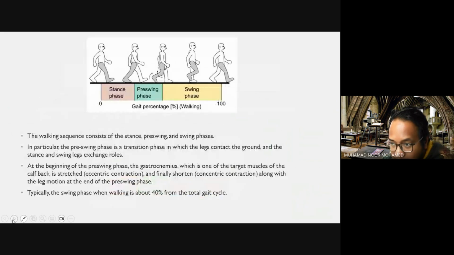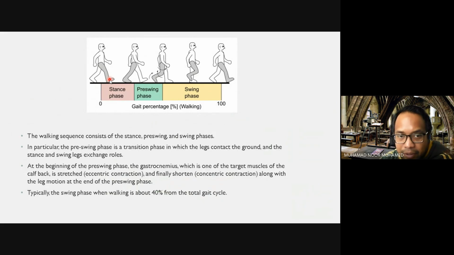Example, let's see apa kita ada. Ni dia. Okay, the walking sequence consists of stance, pre-swing, and swing phase. 3 fasa. Stance is when our tumit has contact with the surface. That is our stance phase. Tak bergerak. Just contact from tumit with the ground. That is known as a stance phase.